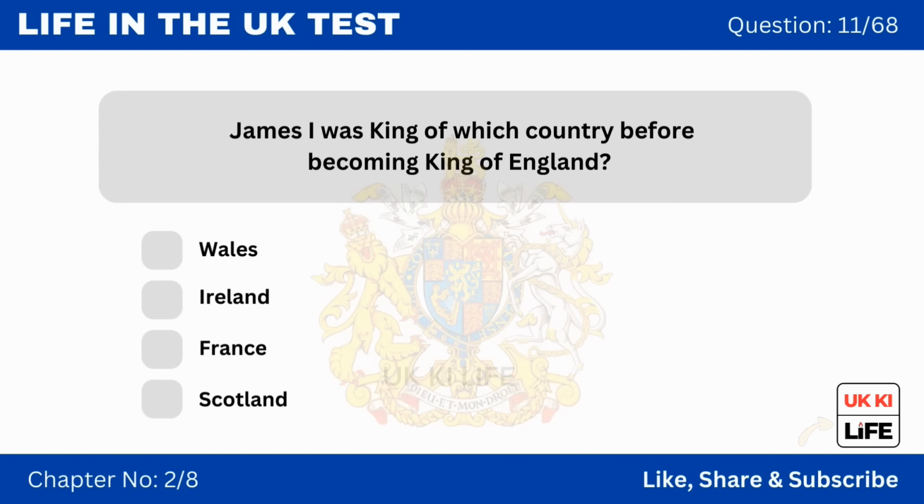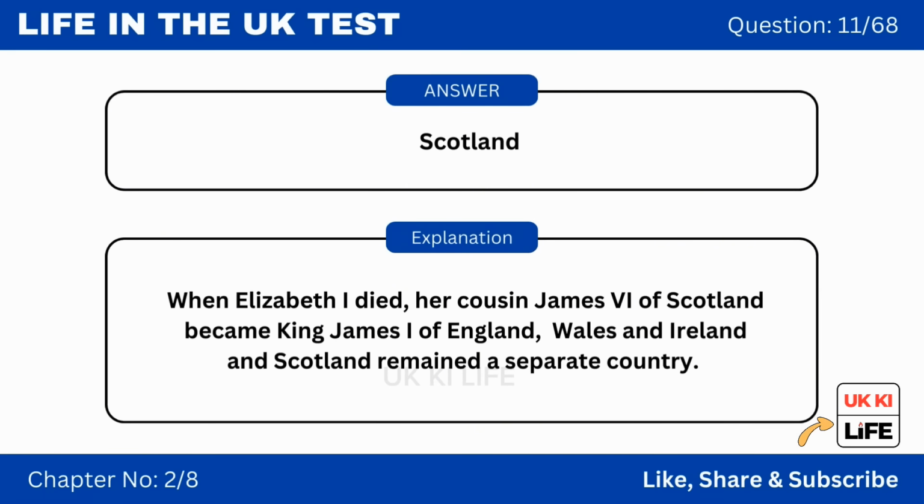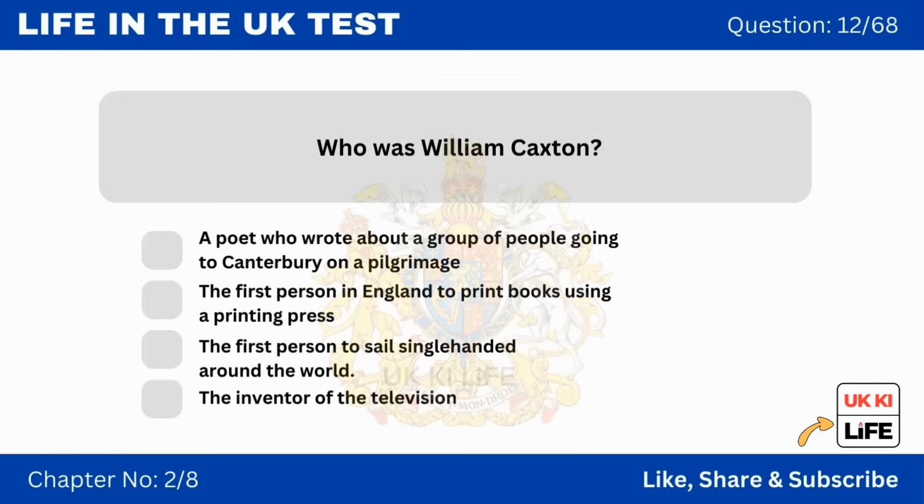The correct option is D. Explanation. When Elizabeth I died, her cousin James VI of Scotland became King James I of England. Wales and Ireland and Scotland remained separate countries. Question 12. Who was William Caxton?